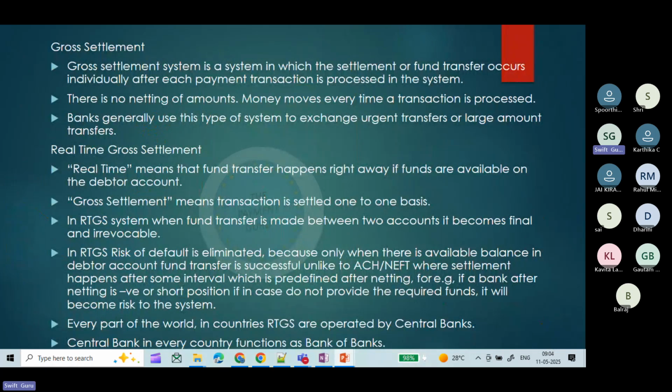Another type of settlement method is called the gross settlement method. The gross settlement method is a system in which the settlement or the fund transfer occurs individually after each payment transaction is processed in the system. There is no netting of the amounts. Money moves every time a transaction is processed. Banks generally use this type of system to exchange urgent transfers or large amount transfers.